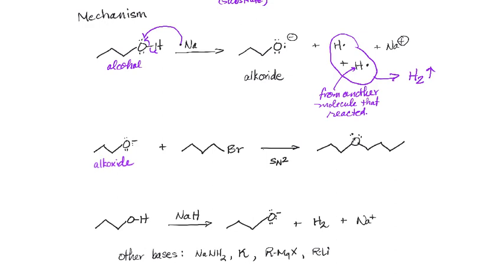So the sodium alkoxide, the anion, will add to the carbon and displace the leaving group. So that's an SN2 reaction. And in that we get our ether. So that would be the Williamson ether synthesis.